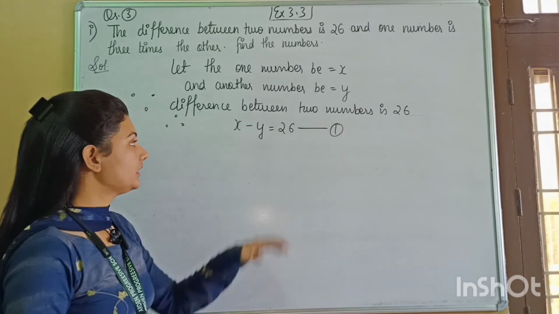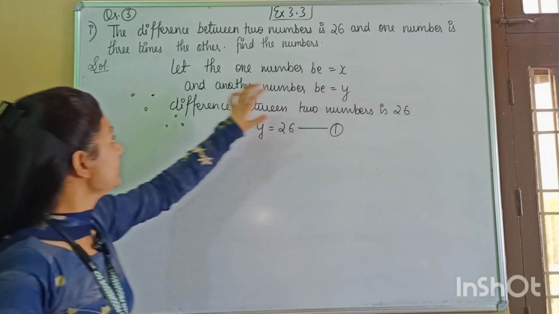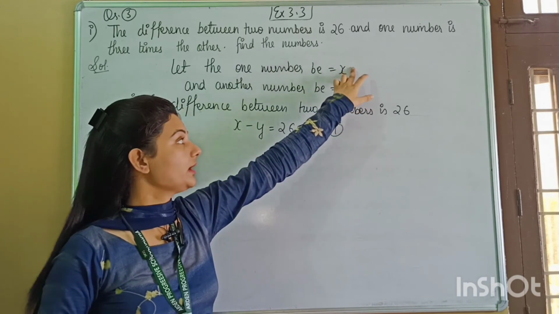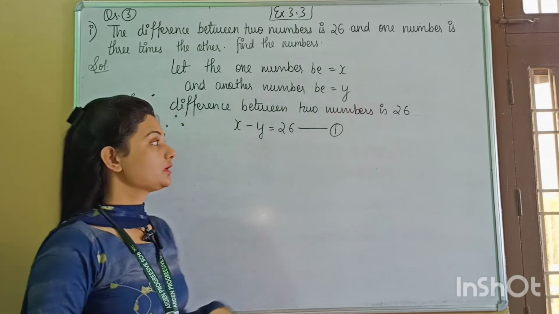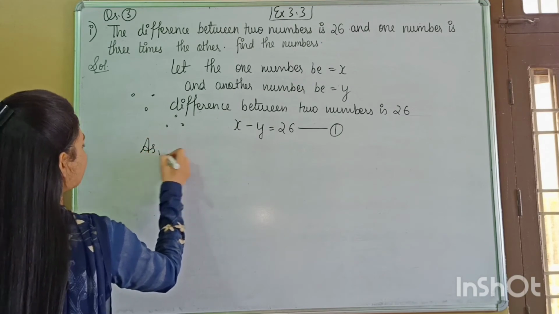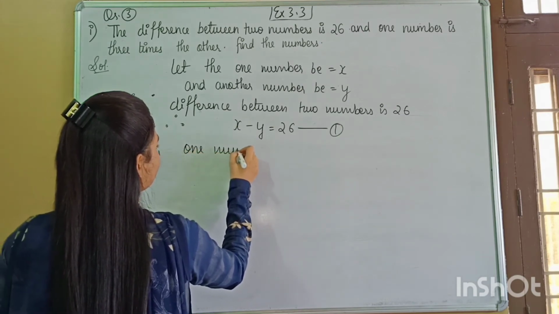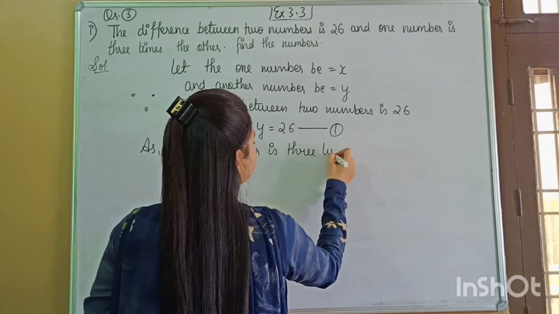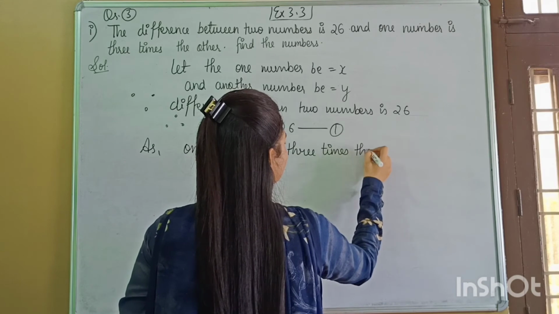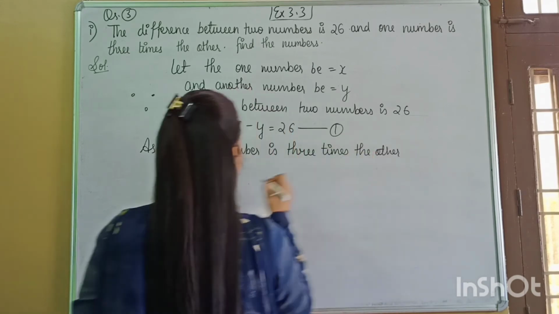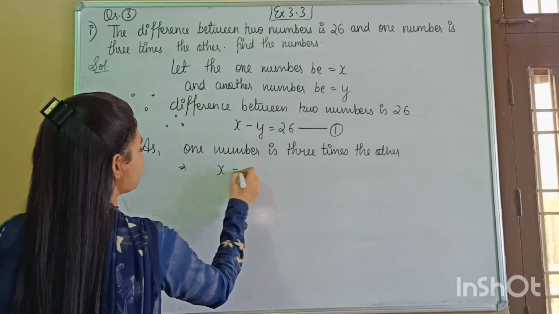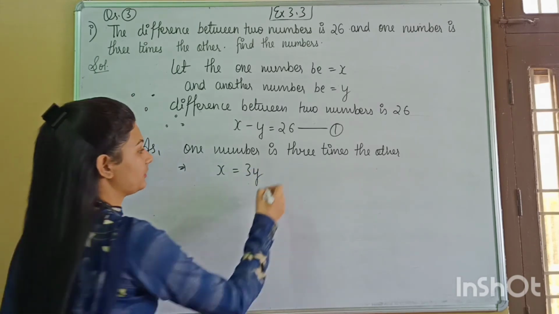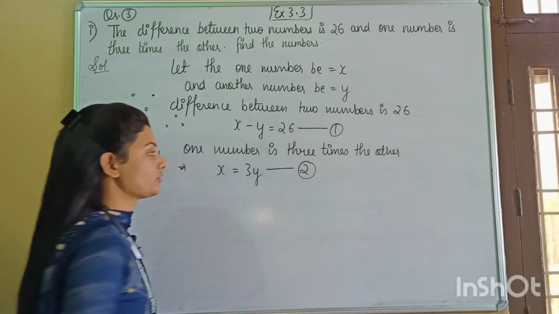See, very simple. Now the second: one number is 3 times the other. It means out of these two numbers, one number will be 3 times the other. So for the second equation, as one number is 3 times the other, we can say that x is equal to 3y. One number is 3 times the other number. Now assume it as equation 2.